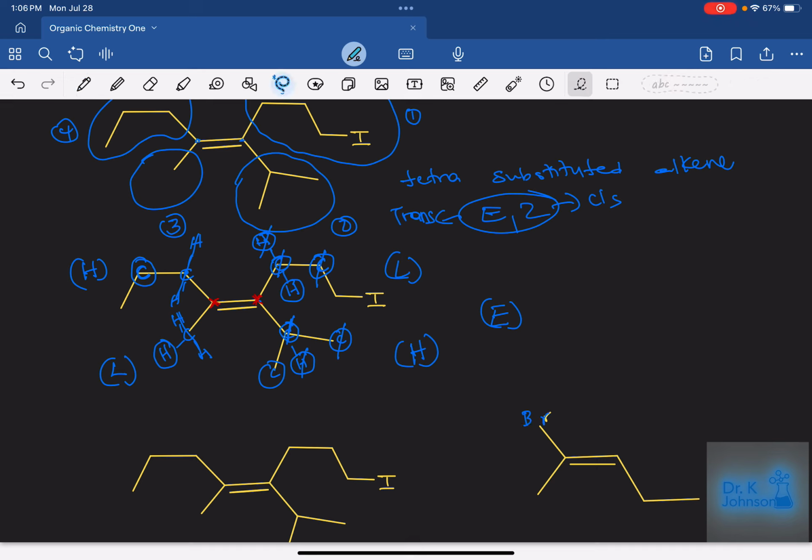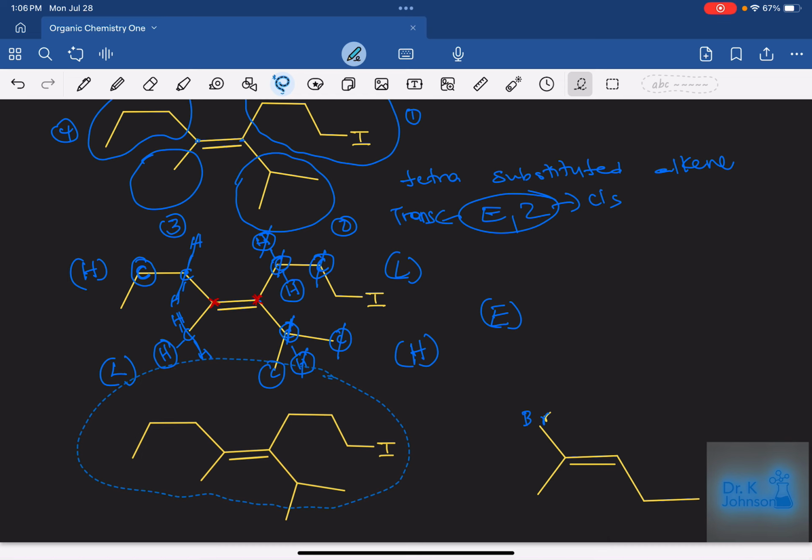So to name this molecule, you have to make sure you number in the correct direction, right? Your longest chain in this molecule, 1, 2, 3, 4, 5, 6, 7, 8. Don't forget this is a carbon. 1, 2, 3, 4, 5, 6, 7. So this is your longest chain. The key is what direction do you number in?